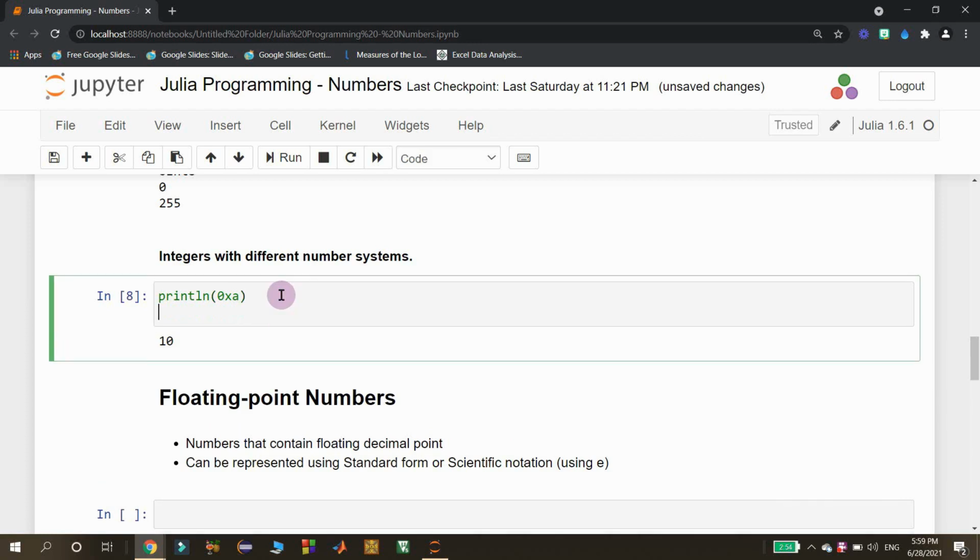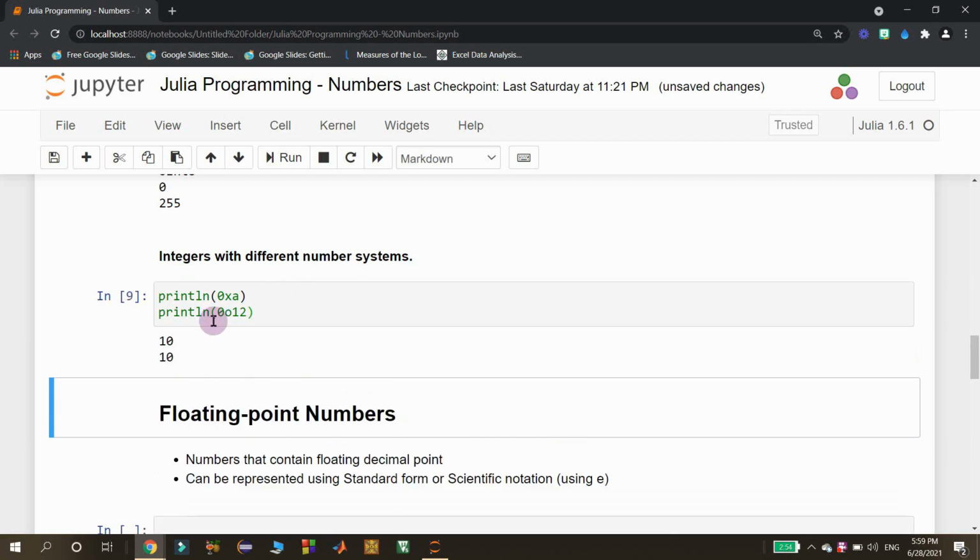In the same way, I am going to represent an integer by using the octal number system. To represent an octal number, we have to start that number with 0, o, and then I am using 1, 2 as the octal number, which is equivalent to the 10 decimal number. If I run this cell, again I got 10, which is also an integer.